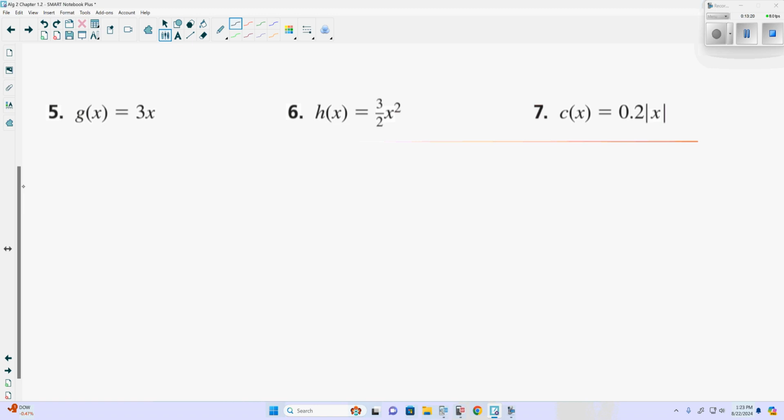Let's look at number 5. G of x equals 3x. So what family or what parent function would it have? Linear. Because it's just x. We don't have an exponent. We don't have absolute values. So this is linear. Now, again, I said this yesterday, we don't necessarily have to write the general form out every single time, but if you do find that helpful to attach what goes with what, write it out.